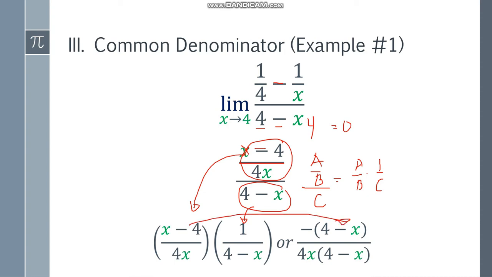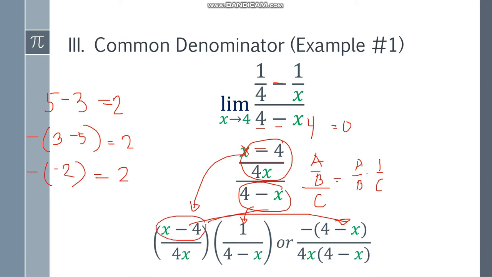Negative quantity 4 minus x. How did it happen? Well, let's write it like this one. 5 minus 3 is equal to 2, right? We can change it to negative quantity 3 minus 5, and we can still have the same answer. So negative quantity 3 minus 5, that will be negative 2. So negative and another negative, that will be positive. So I just transform this one, x minus 4, to negative quantity 4 minus x.